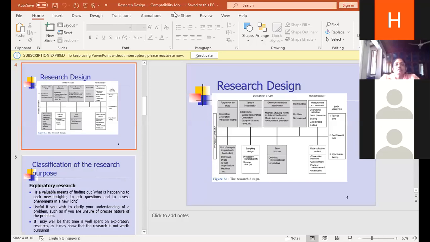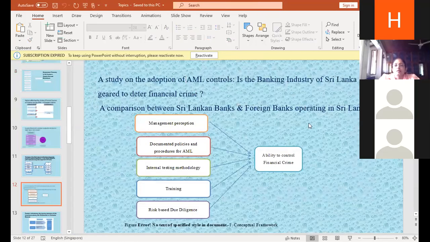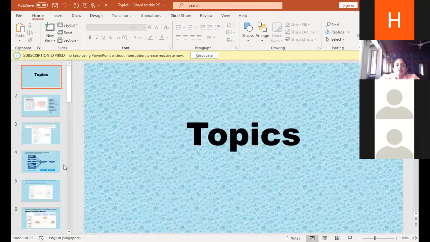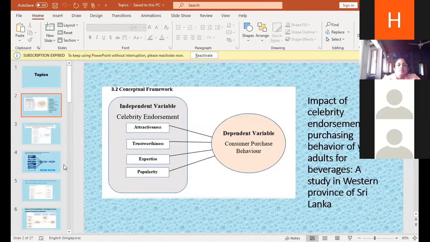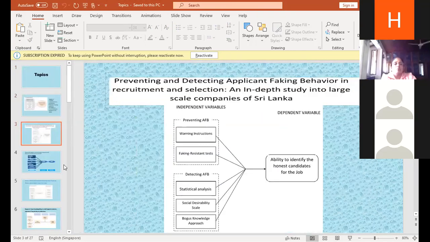When you consider a research problem, right? Can you see the blue color screen again? Yes, madam. Okay, good. We looked at this topic. What do you think of this topic?